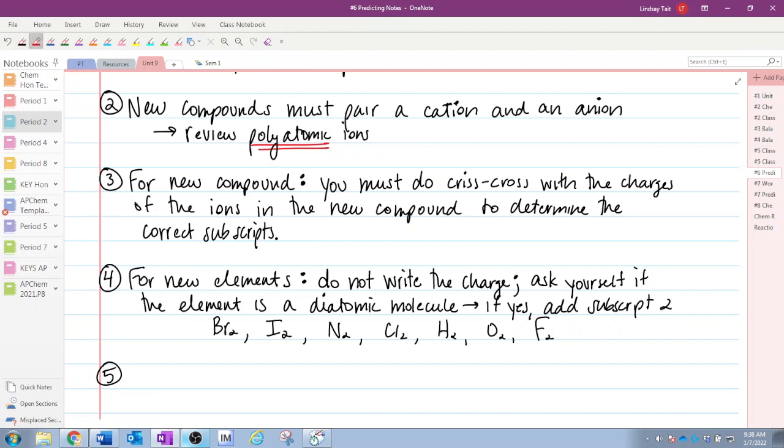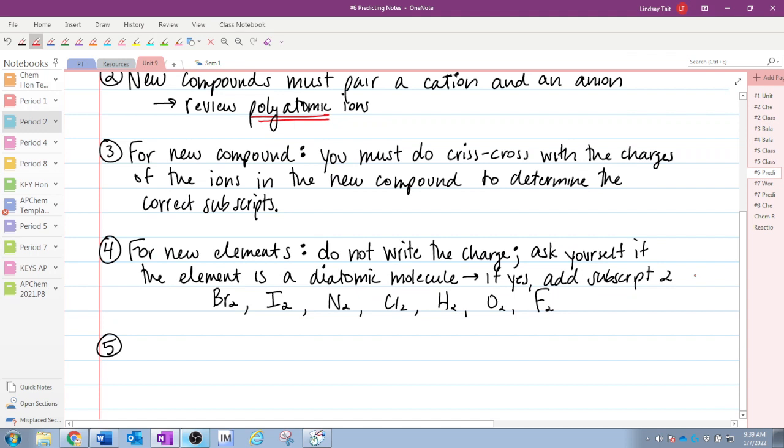Now, just one thing to point out. You never ask yourself this question if it's a compound. Compounds are about crisscross. You only have to ask yourself if it's diatomic when it is an element by itself, not in a compound. Compounds, you can do whatever with the subscripts, right? There's no rule except octets.